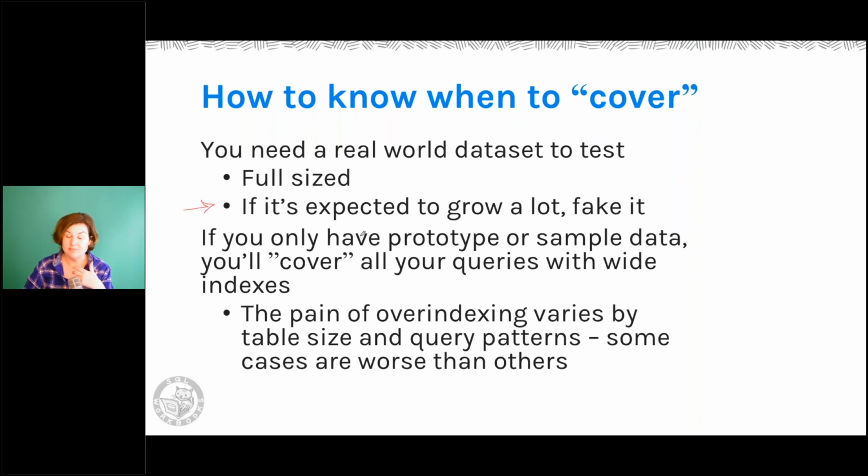And we want to try to have as similar a distribution as we can, but it's going to be hard because it's not going to have the same distribution. So we want to have similar data. If we can't, sometimes we only have prototype or sample data. If we can't test whether SQL Server will use this narrow index, what is our choice? Well, our choice is basically to figure out, okay, I need to cover this because I don't have a way to test.